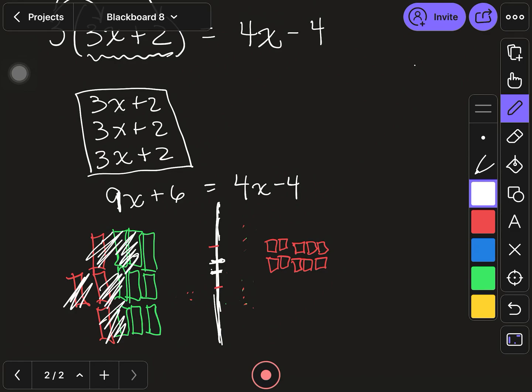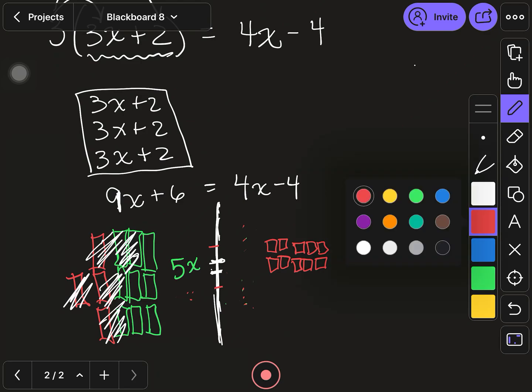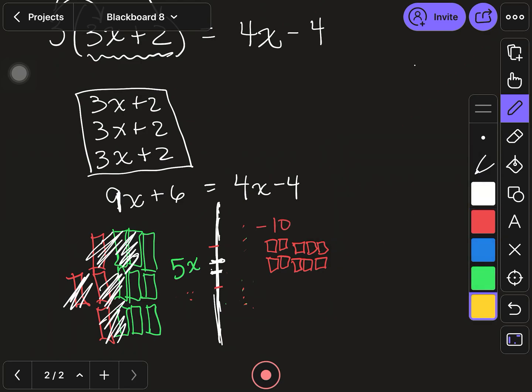This means I have 5 positive x left and 10 negative units left. Okay? So 5x equals negative 10. So if I give each of these x's 2 negative tiles, that would solve our problem. Each x is worth negative 2.